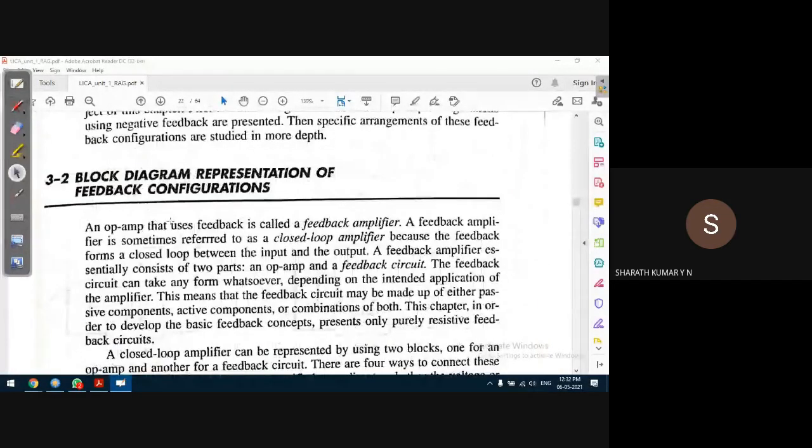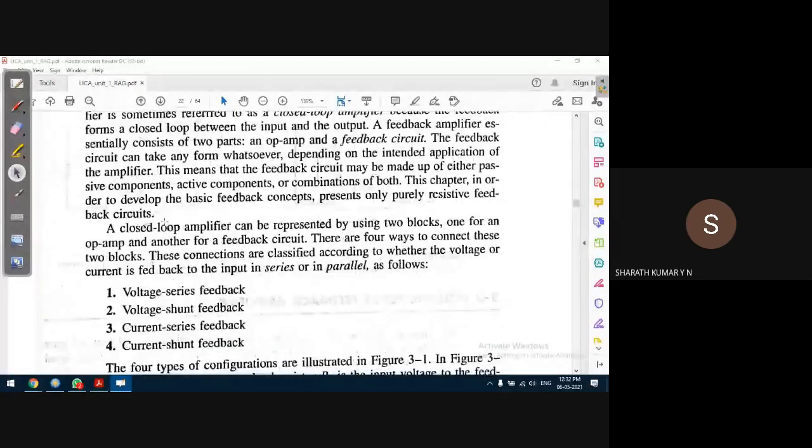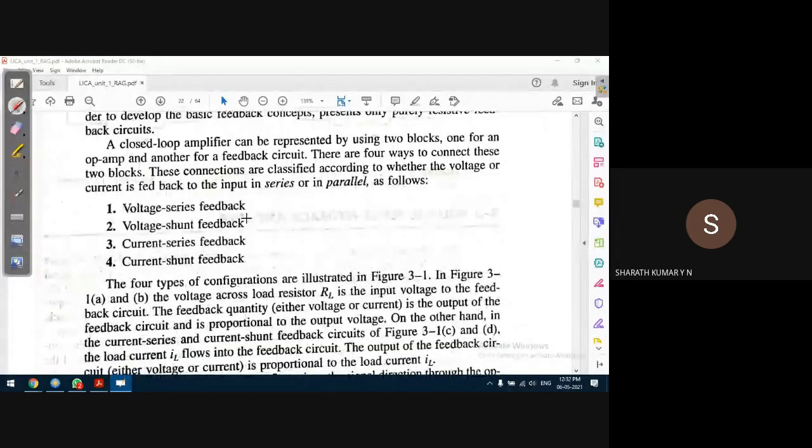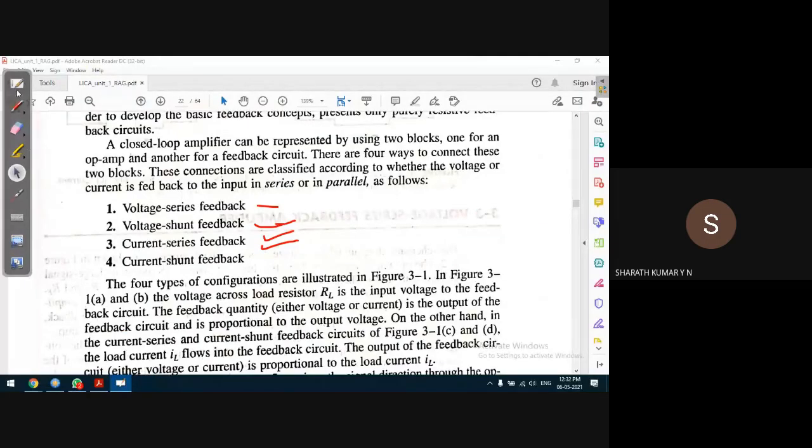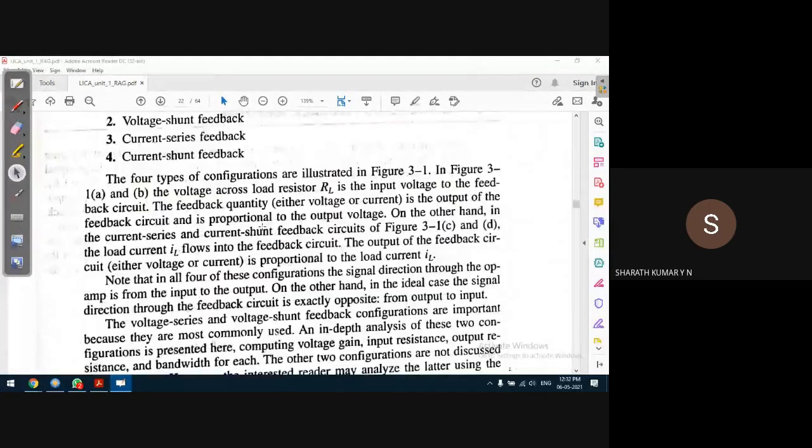What are the possible types of feedback? Voltage series feedback, voltage shunt feedback, current series feedback and current shunt feedback. Because when we provide feedback like this, the question is, are we providing voltage or current? Based on that, we have four possibilities: voltage series feedback and voltage shunt feedback. Similarly, current series feedback and current shunt feedback. Let us quickly look into this type of feedback.